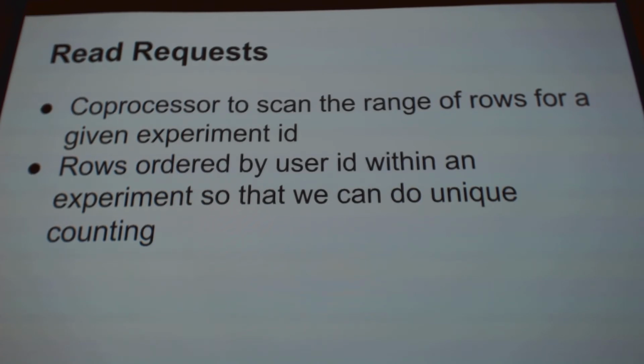For the read requests, we fire a coprocessor run for each request that we get. The coprocessor simply scans through all the rows that correspond to a particular experiment. And as Mustafa already mentioned, we have those rows ordered by the user ID, so we can easily do unique counts over that.